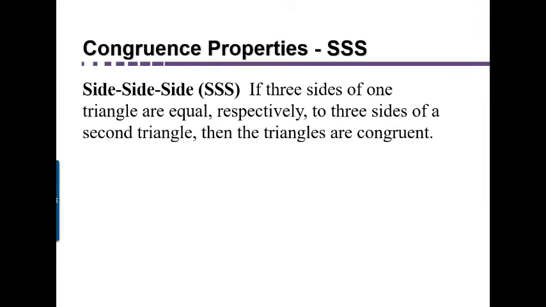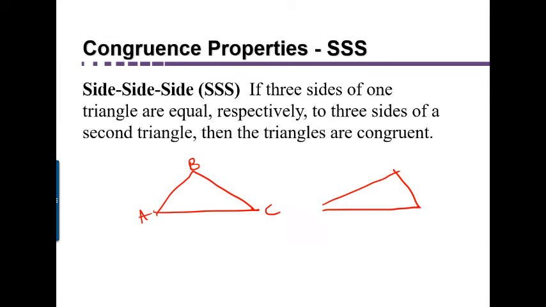All right, another way to guarantee that two triangles are congruent, meaning exactly the same size and shape, is if you know all three of the sides are equal. So let me draw a triangle here. Let's call this ABC. Another triangle here. Let's call this DEF. So if I tell you AB is equal to ED, AC is equal to DF, and BC is equal to EF, then this means that they are exactly the same size and shape.